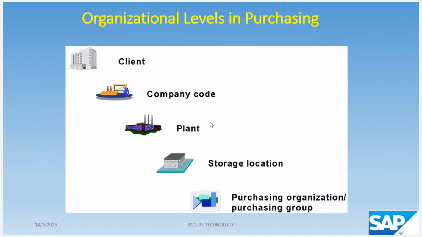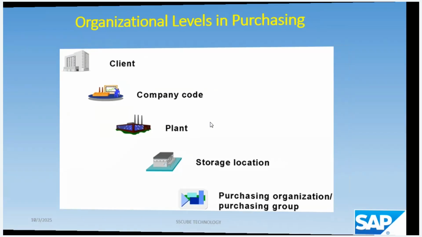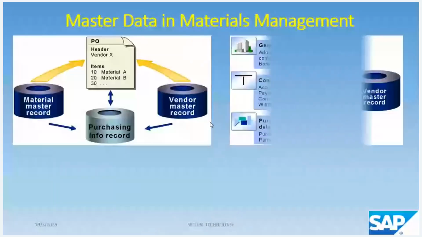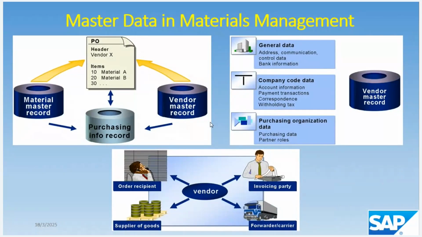Now there are organizational levels in purchasing, like client, company code, plant, location, purchase organization, purchasing group, and there is also master data. Now what is called master data? I'll give an example of master data and transaction data. So your name is Mansa. Now you have a date of birth, an email ID, a PAN number, everything. So you are working somewhere.